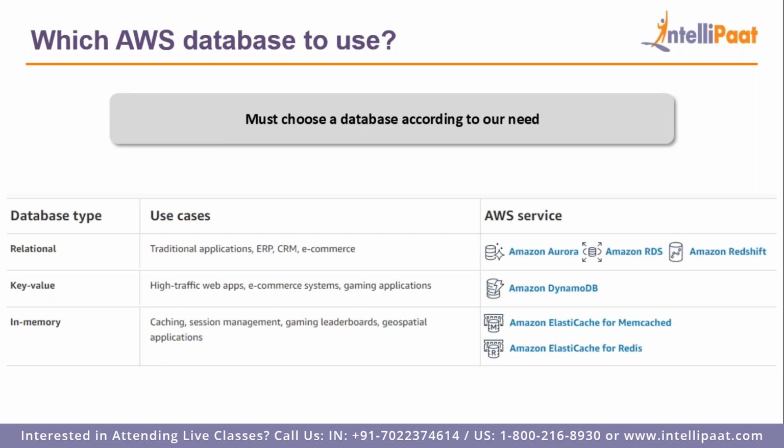You can use Redshift, for example, to store your operational data so that you can take that data, analyze it and create some visualizations. So Redshift is a warehousing tool, and Amazon Aurora and RDS are relational databases. You can use these for traditional applications, for ERP, for customer relationship management, and also e-commerce websites. So these are a few use cases.